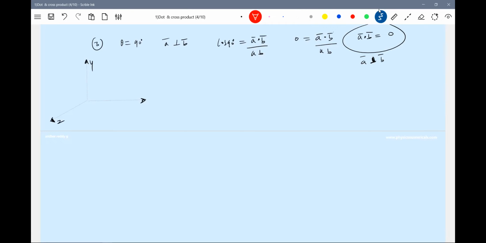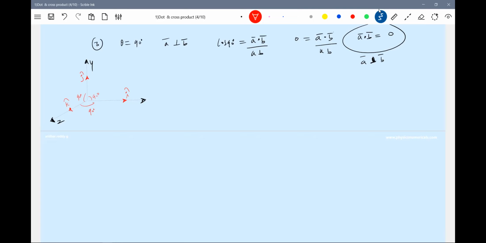Then go back to unit vectors. The unit vectors here will be i cap, j cap, k cap. These are the unit vectors, so they are along the x, y, z axes. Now, what is the angle between them? 90, because they are mutually perpendicular, no?